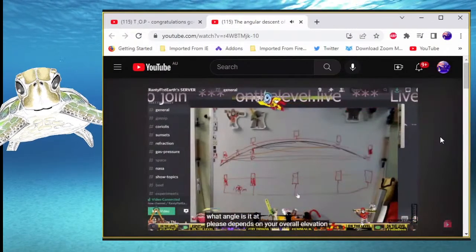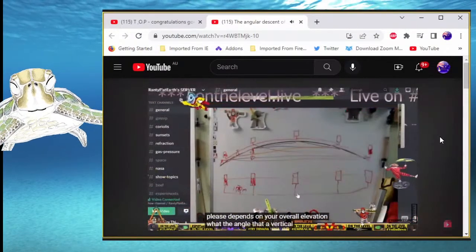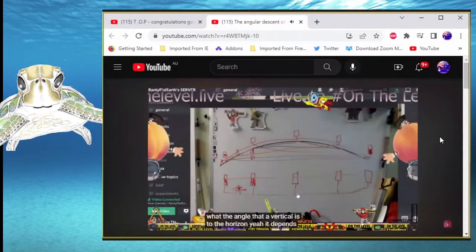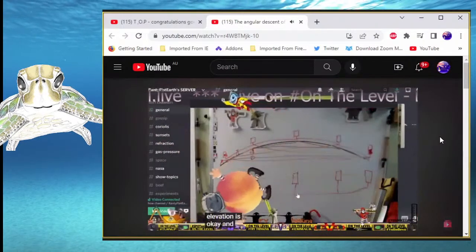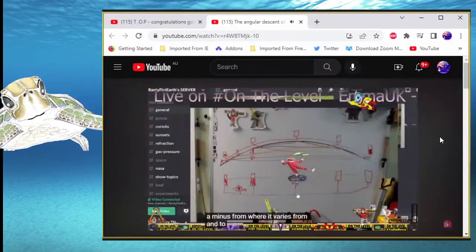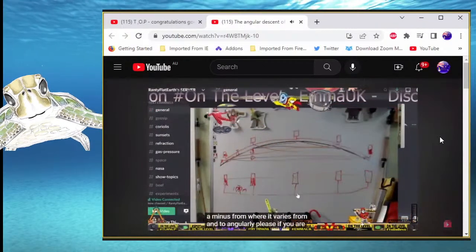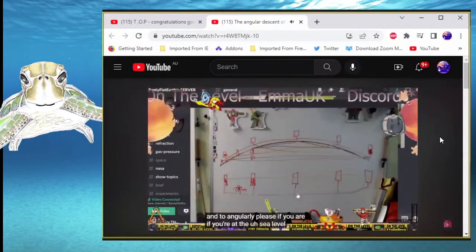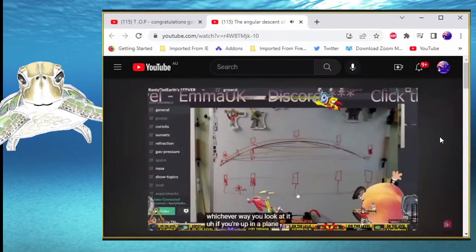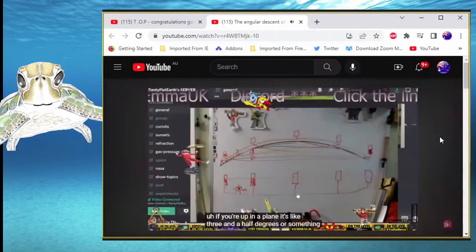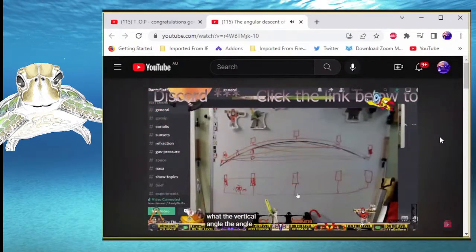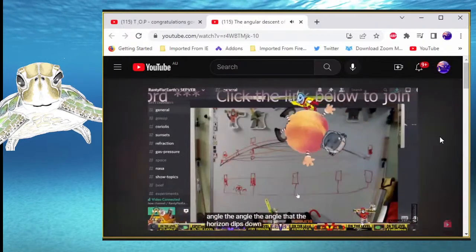It's like elevation. What, the angle that a vertical is to the horizon? Yeah, it depends what your elevation is. Okay, and can you give us a plus and a minus from where it varies from and to, angularly, please? If you're at sea level, it'll be pretty close to 0 or 90 degrees, whichever way you look at it. If you're up in a plane, it's like 3.5 degrees or something. The angle that the horizon dips down from horizontal.